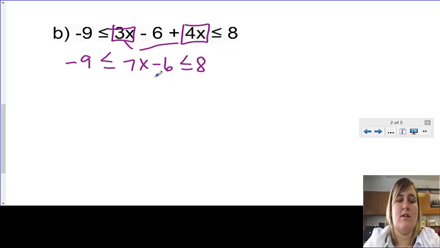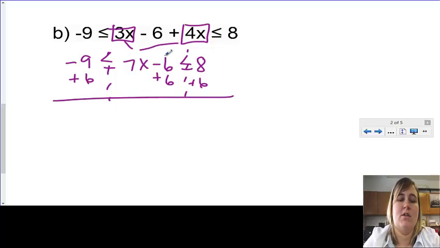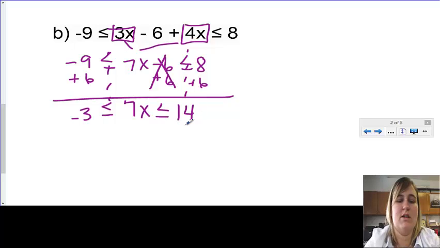So now I'm wanting to get x by itself. So I have to add this 6, which I have to do to every side. So I'm going to add 6 here, add 6 here. So those will cancel. Negative 9 plus 6 is negative 3, which is less than or equal to 7x, which is less than or equal to 14. Last step to getting x by itself will be to divide by 7 on every side.